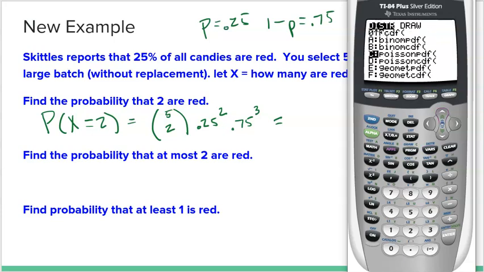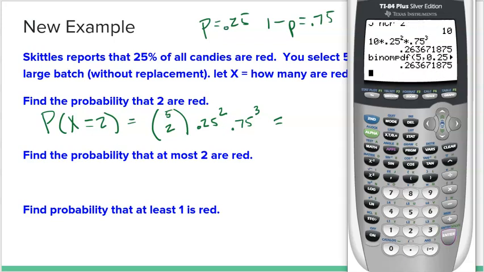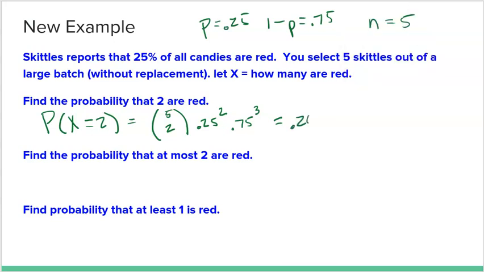The super fast way to do this is 2nd Vars. Go to binomial PDF, 5 Skittles, probability of success is 0.25, and I'm looking for the probability of 2 that are successful, successful meaning red. Hit paste, hit enter again. There's the same answer, 0.2637. You pick your poison. You pick how you want to get the answer. But you must show this notation.